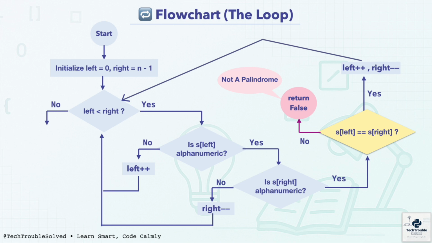If the answer from the main loop, that is the condition where we are checking whether left is less than right, is no, that means the pointers have crossed. And if the pointers have crossed, all comparisons are done, so we return true. So this loop keeps running until either we find a mismatch or the pointers cross. This flowchart is exactly what our code will follow step by step. If you understand this flowchart, the code becomes straightforward.